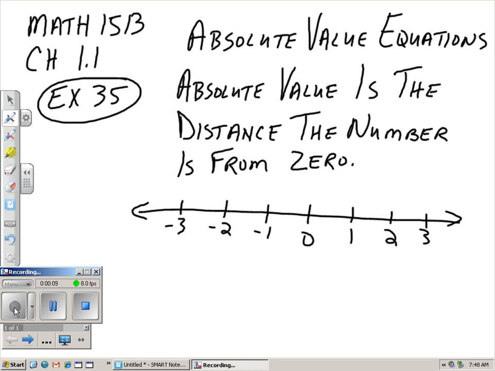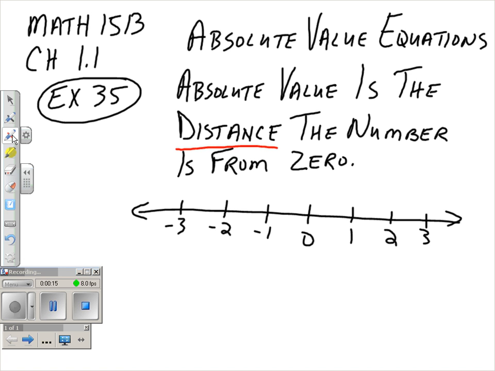We're going to talk about absolute value equations. Absolute value is not a hard concept to understand. It's just the distance a number is from zero. It's how many steps that number is from zero.